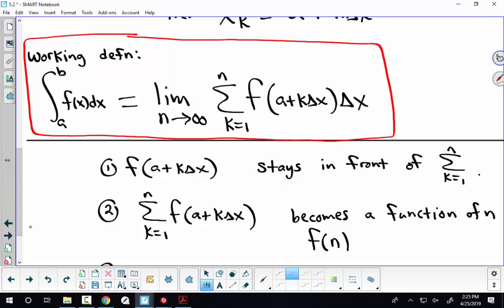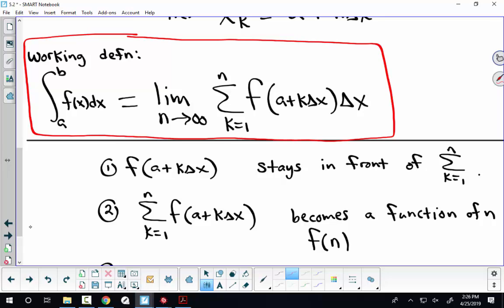So with that in mind, we can reformulate our working definition of the definite integral by putting our right Riemann sum in here, a plus k delta x for x star. That's the right Riemann sum. Okay, so that's our working definition. If you're asked to compute the integral from a to b of f of x dx using the definition, this infinite sum on the right is what you have to use. That is the definition of the integral.